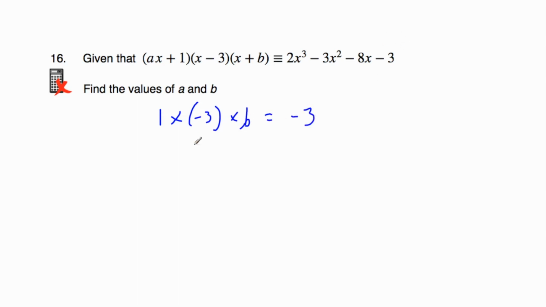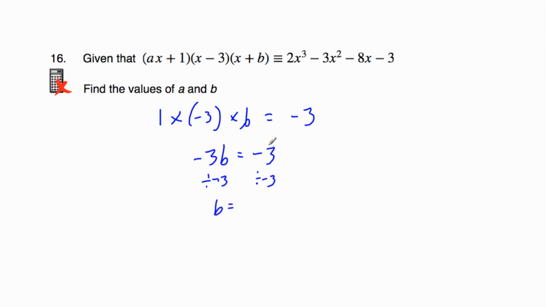Now 1 times minus 3 is minus 3, times b would be minus 3b, and that's equal to minus 3. Well, minus 3 times something is equal to minus 3. That means b has to be equal to 1. So that means that b equals 1. Alternatively, we could divide both sides here by minus 3. So divide by minus 3 and divide by minus 3. Minus 3b divided by minus 3. We're doing that to get rid of the minus 3, so we're left with b.